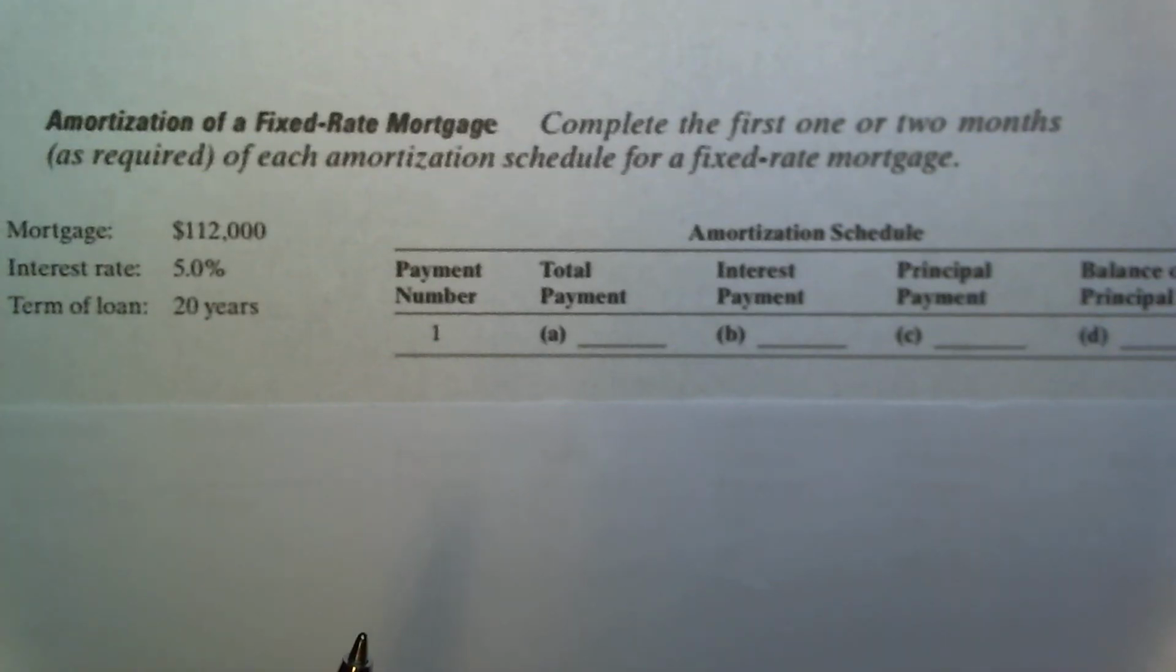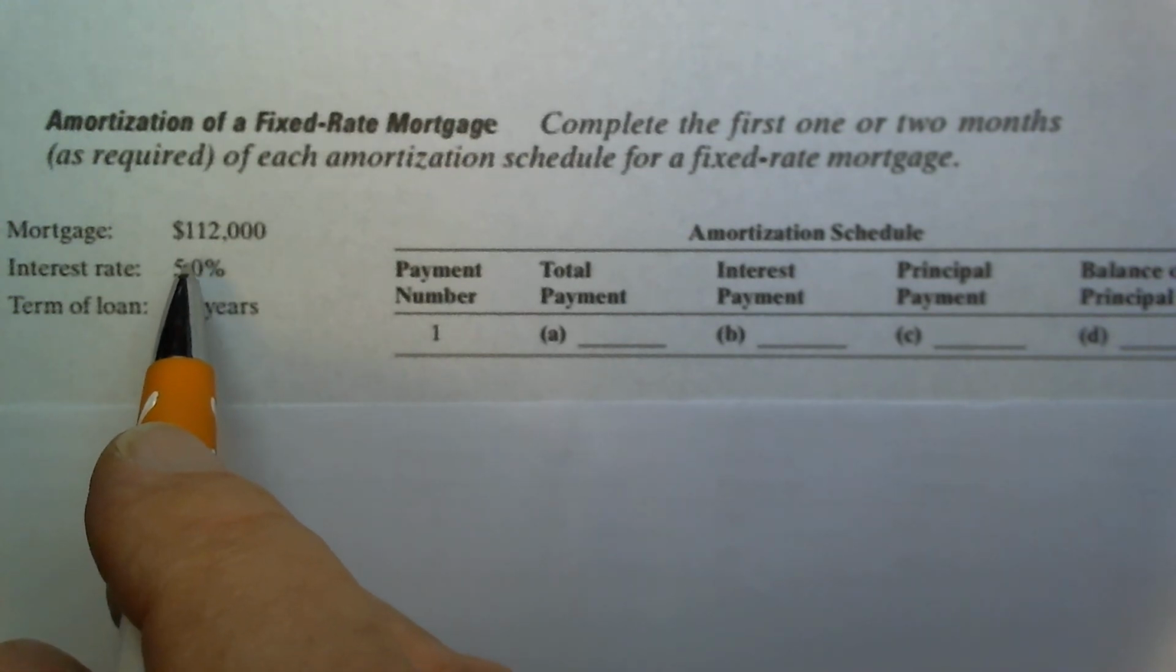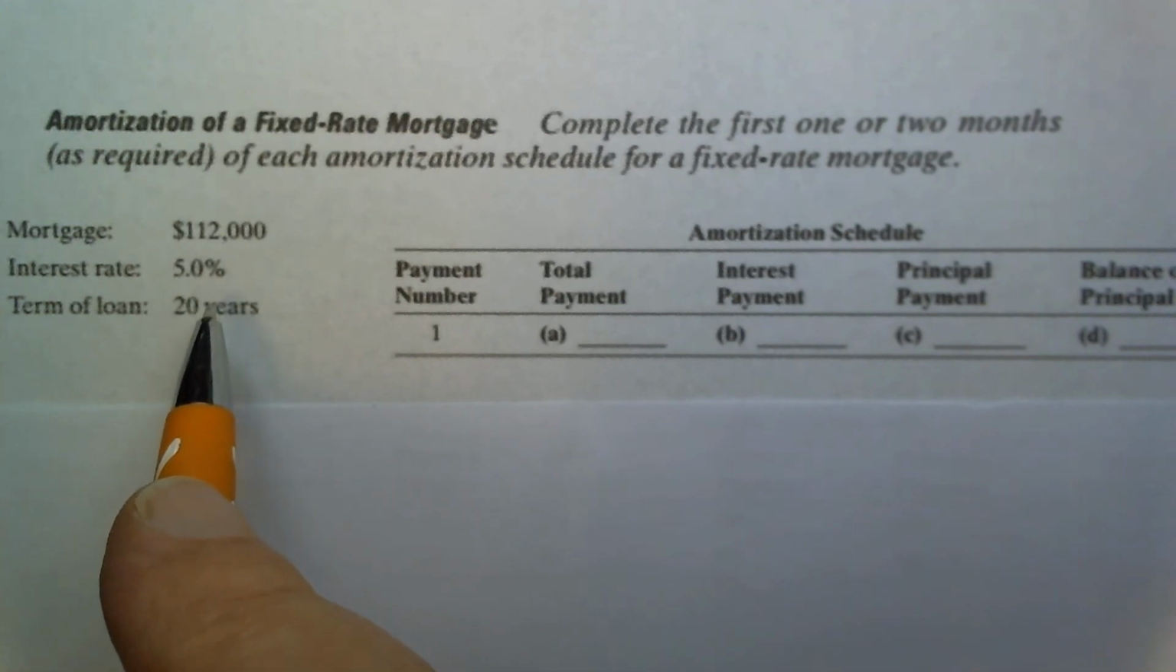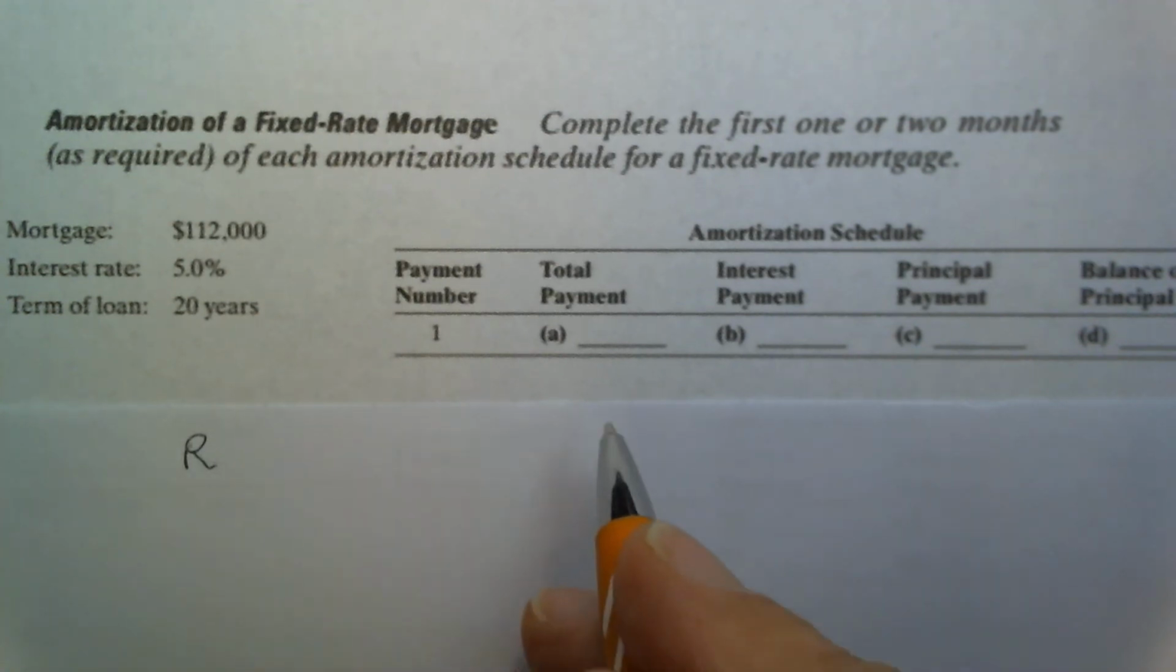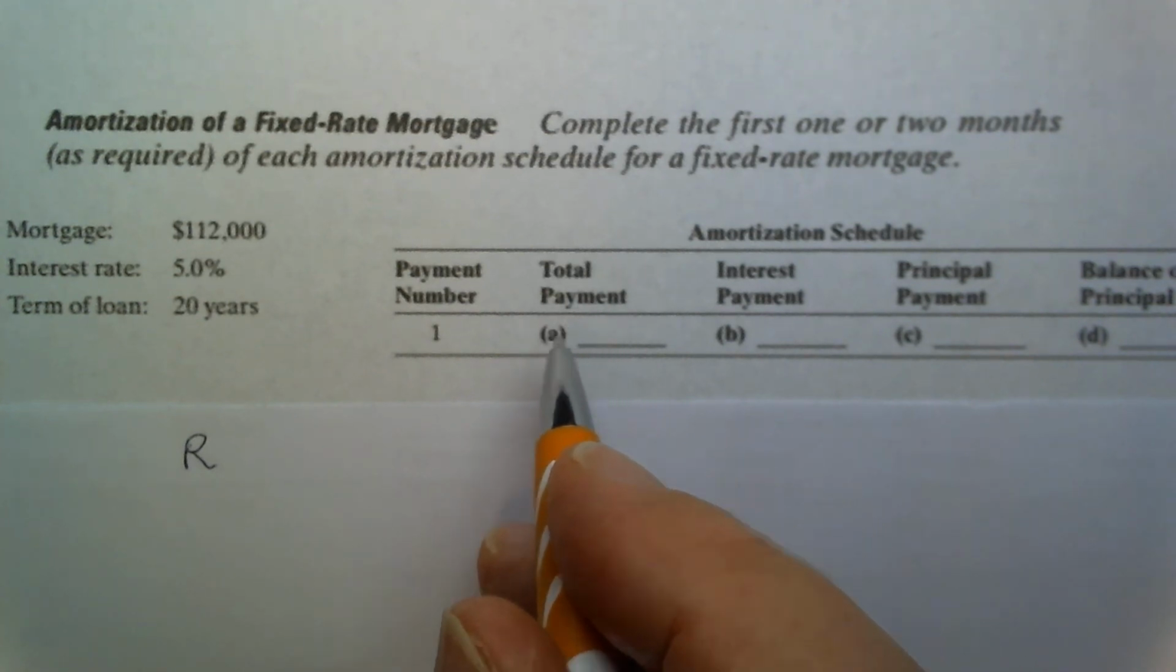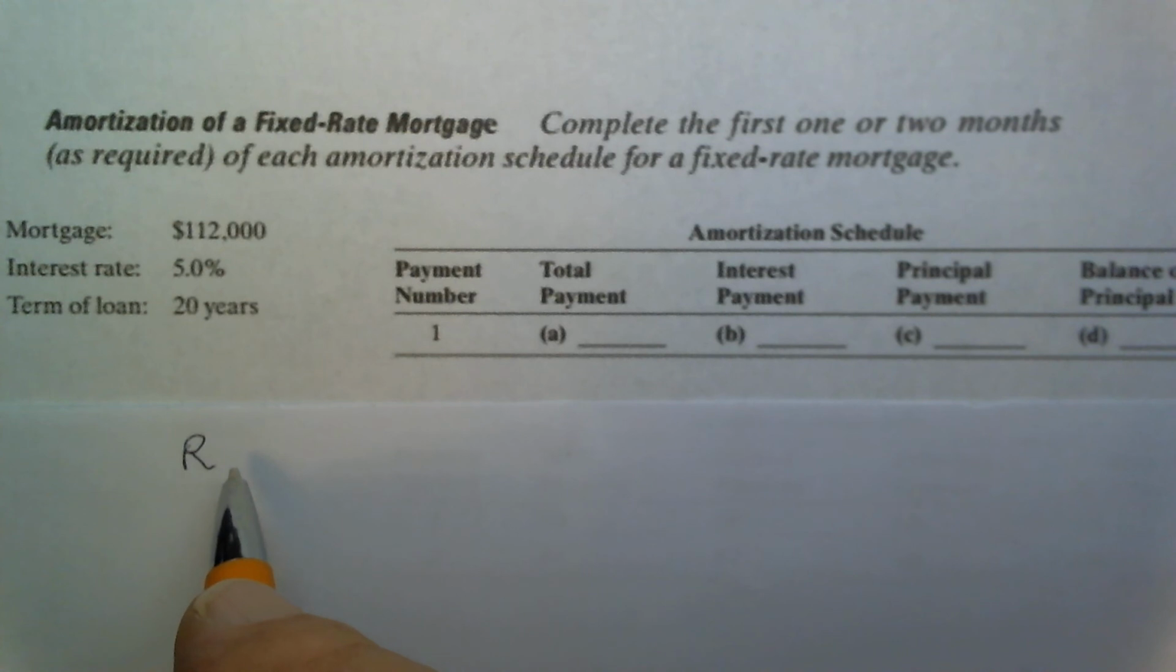The next two exercises are about the amortization of a fixed rate mortgage. And so here we're to complete the first one and the other one for 2 months of each amortization schedule for a fixed rate mortgage. And so for number 16, the mortgage amount is $112,000. The interest rate is 5%, and the term of the loan is 20 years. So we need to find, first of all, the regular monthly payment. That would be this one here, payment number 1, total payment.